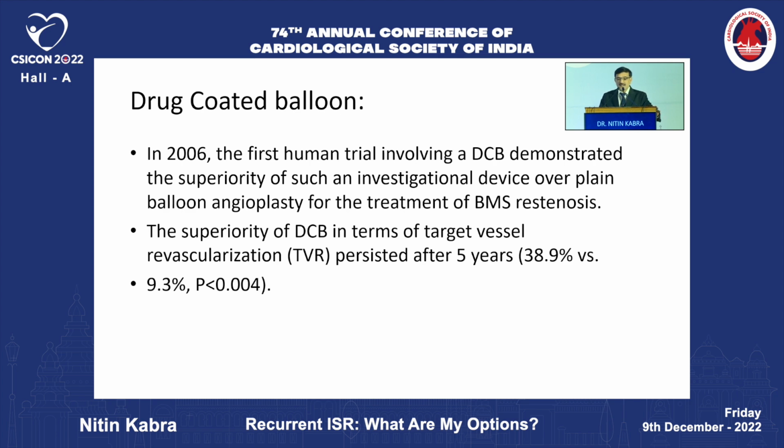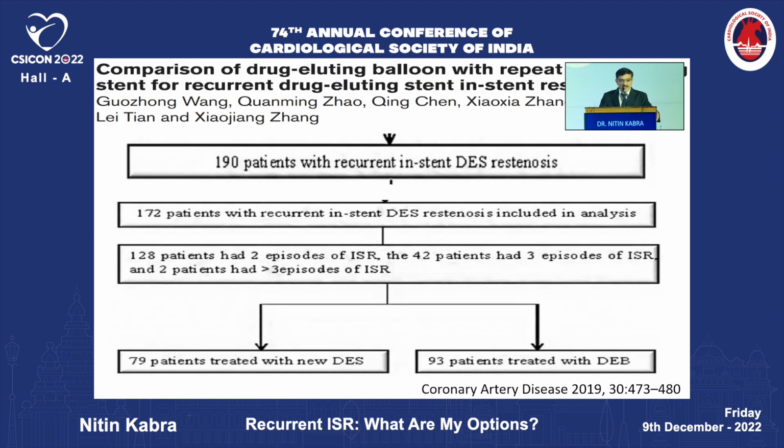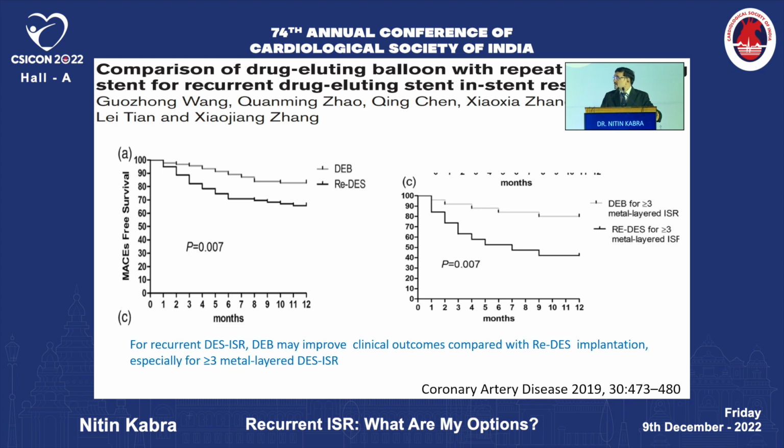the treatment of bare metal resistant restenosis, and the superiority was maintained for almost 5 years. The use of drug-coated balloon instead of repeat DES implantation is a particularly attractive option for patients who have multiple stent layers. In this comparative study between a repeat DES implantation and a drug-eluting balloon, they found that the drug-eluting balloon, for recurrent ISR with more than 3 metal layers, was much more effective than reimplantation of a drug-eluting stent in a patient with recurrent ISR.